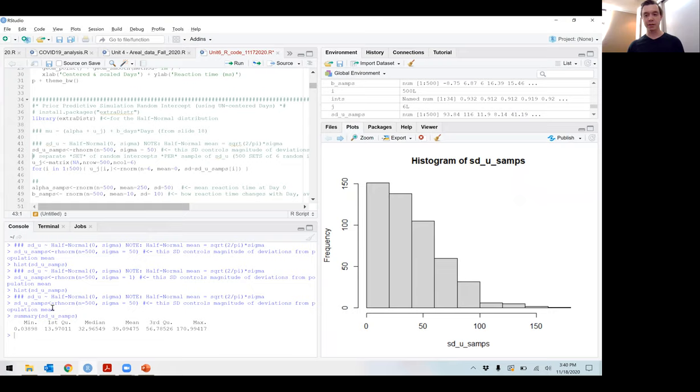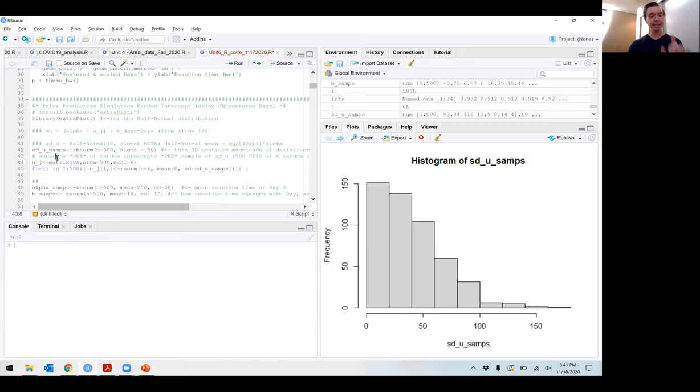So if we look up the closed form solution for the half normal, it's the square root of 2 over pi times sigma. Square root of 2 over pi is 0.8. So the mean will be about 0.8 times whatever value you put in here. So if you wanted to, you could use 1 over 0.8 times that value to tune it in. But I don't worry too much about it because it's still a prior distribution.